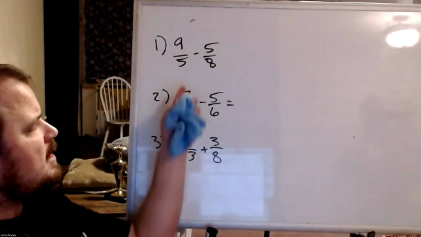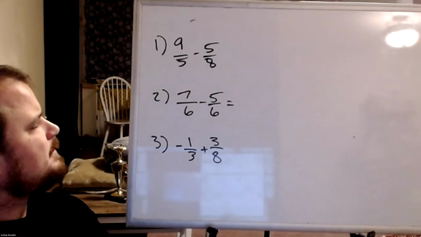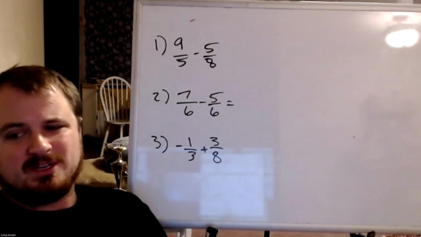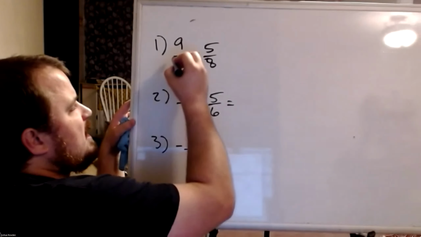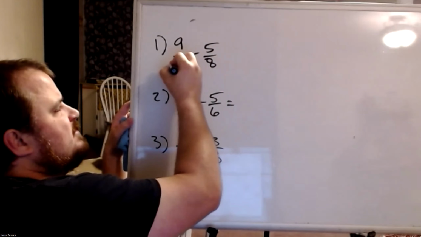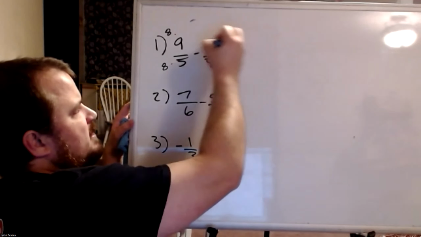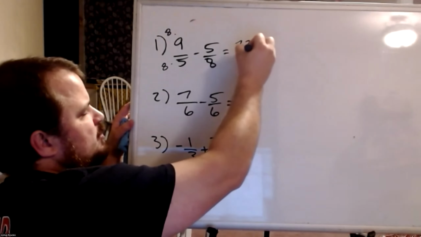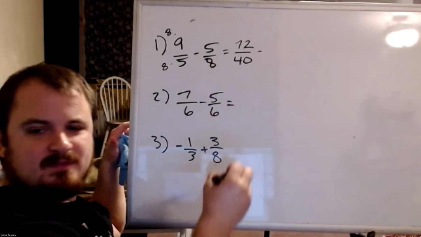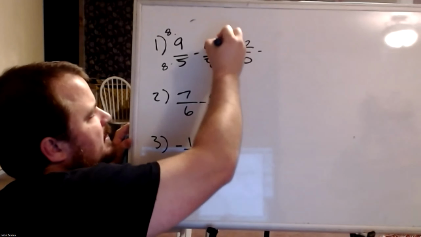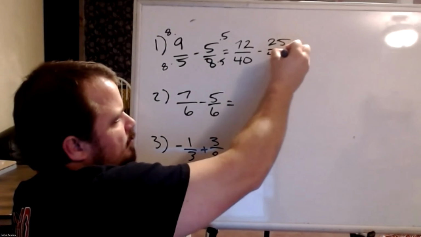So what's the bottom number? What do we want on bottom, with a 5 and with an 8? So I think the best we can do is 40. Yeah, best we can do is 40. So we're going to multiply 5 times 8. We're going to multiply 9 times 8. So what we'll have is 9 times 8, we'll have 72 over 40 minus, and then we're going to have to do 8 times 5 and 5 times 5. So it'll be minus 25 over 40.